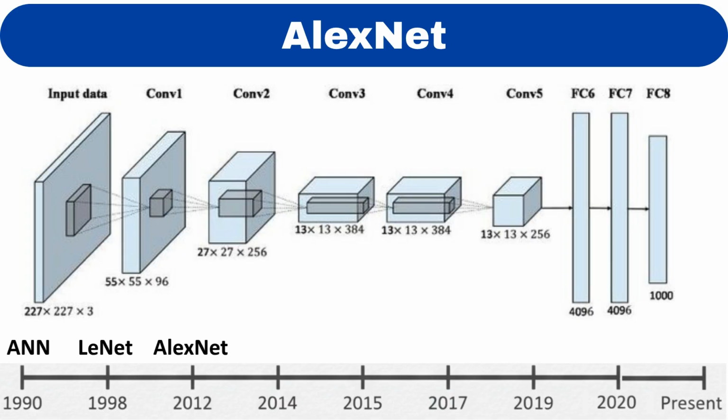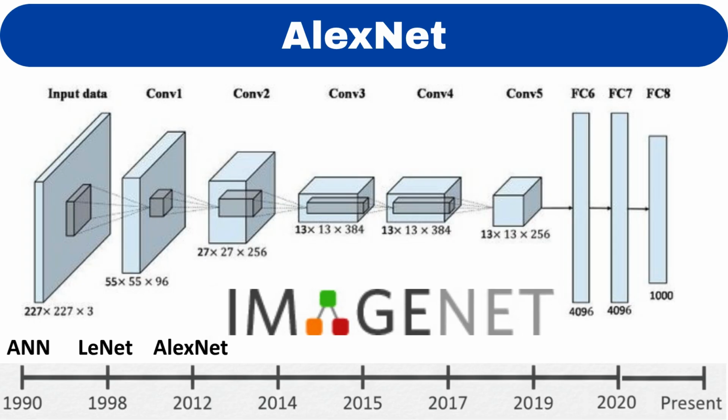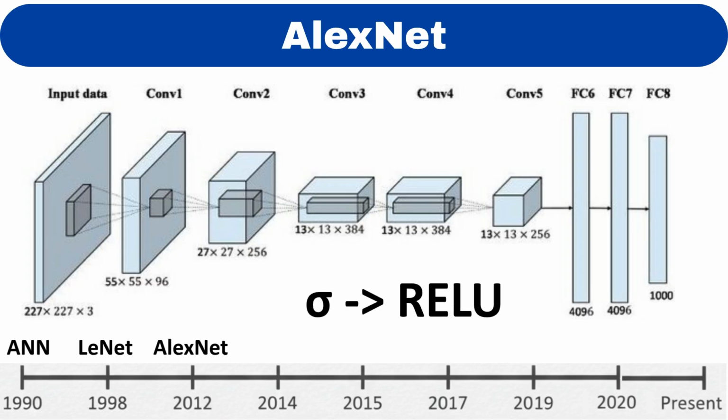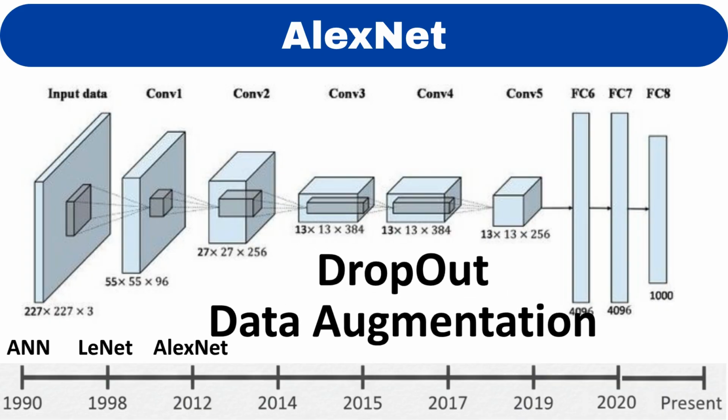But the progress stalled. We didn't yet have enough data or computing power to train bigger models. That changed in 2012 when AlexNet appeared and transformed computer vision overnight. AlexNet was deeper, wider, and trained on GPUs. It crushed the ImageNet competition by a massive margin and showed the true potential of deep CNNs. It replaced slow sigmoid activation with ReLU, which sped up training and fixed the vanishing gradient problem. It used dropout to reduce overfitting and data augmentation to make the model robust to variations. This was the model that sparked the deep learning revolution.